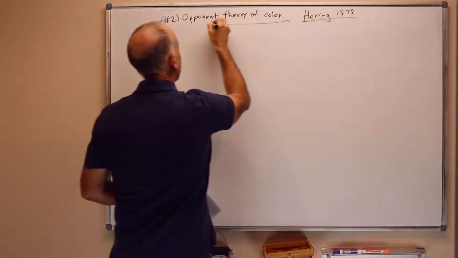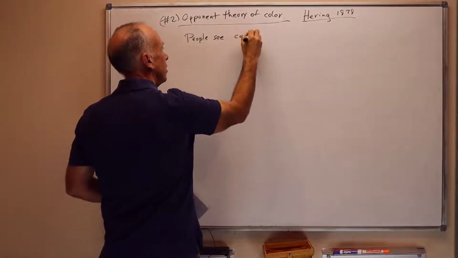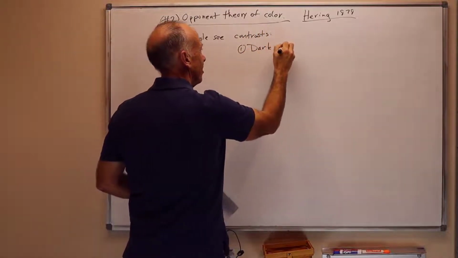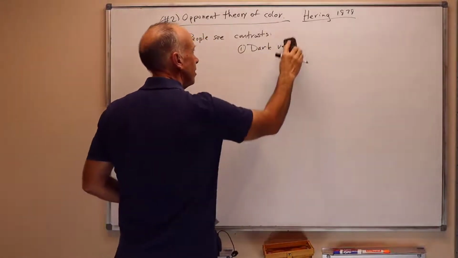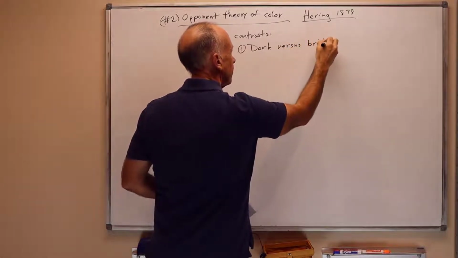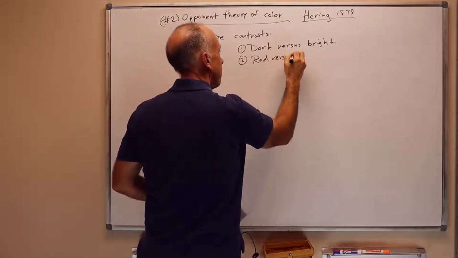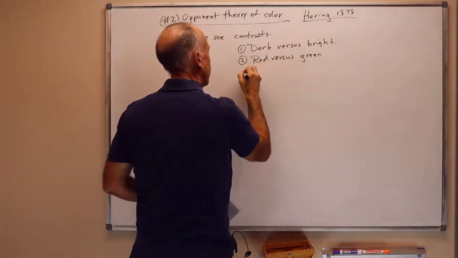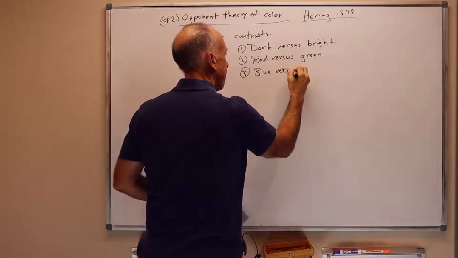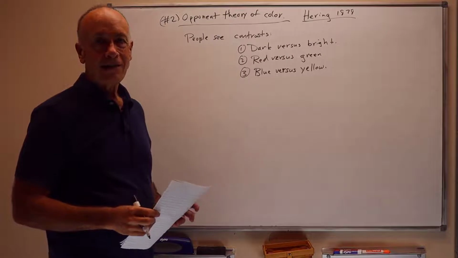And basically the theory says that people see colors in contrasts of dark versus light or bright. Two is red versus green. And 3 is blue versus yellow. And so there's actually some pretty good evidence for this as well.